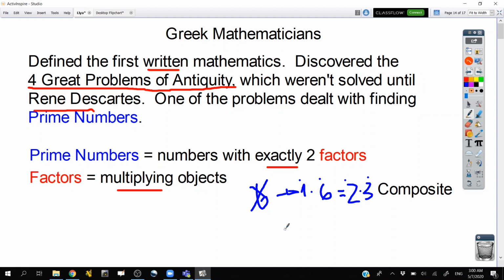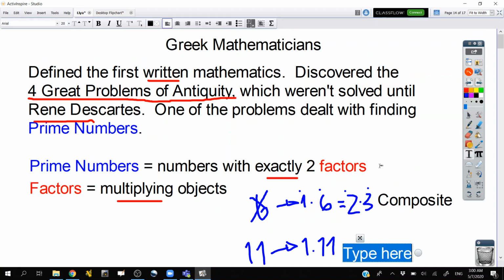Let's look at another number. What if we looked at 11? The number 11 can be 1 times 11. It could be 2 times 5.5, but 5.5 is not an integer, so we don't count it in the same way. So that means if we take out those decimals, 1 times 11 is the only way we can make 11, and that's it. So what that means for 11 is that 11 is prime.